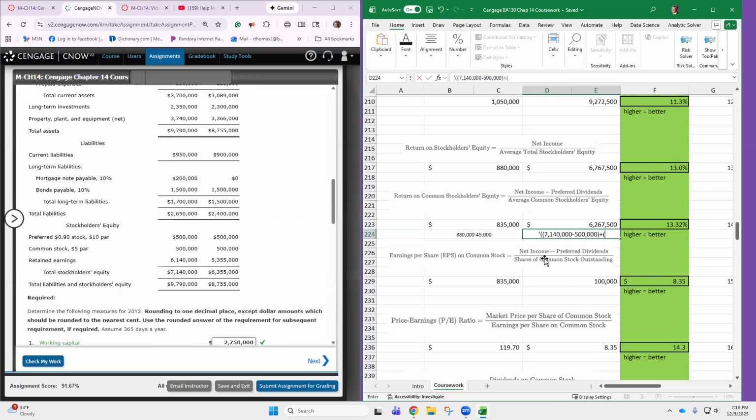okay, open parentheses again. Now I'm going to do the year before, 6,355,000 minus 500,000, close parentheses, divided by 2, close parentheses. I think I've got it. Okay, so there is what it should look like.